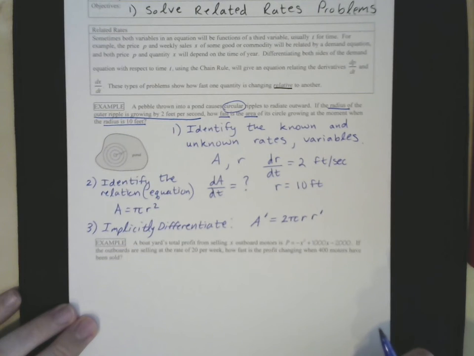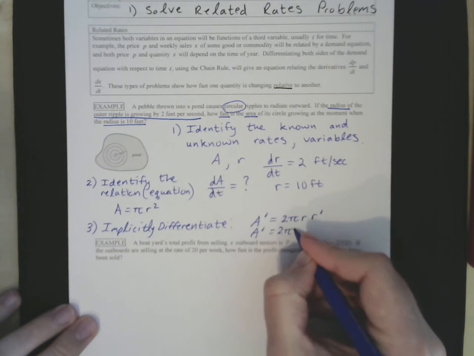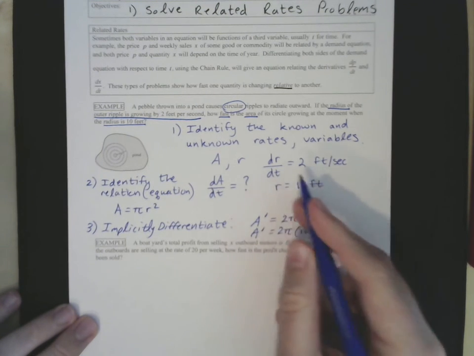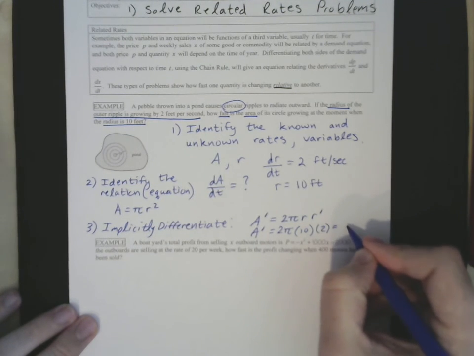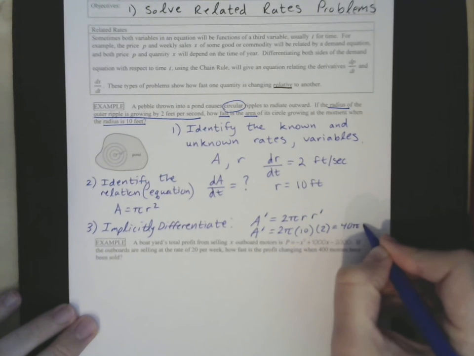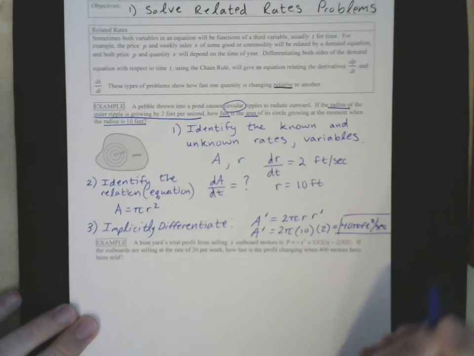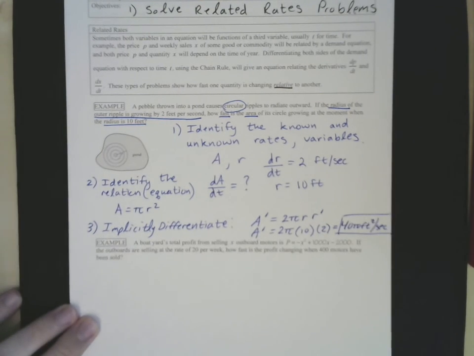And then we plug in our values. So we're looking for A prime. We have 2 pi. At this particular moment we care about, r is the 10 feet. R prime is dr dt, which is 2. So this is going to be 40 pi feet squared per second. That's our final answer. That's how fast the area is increasing when the radius is 10 feet. That's the basic principles of these related rates problems.